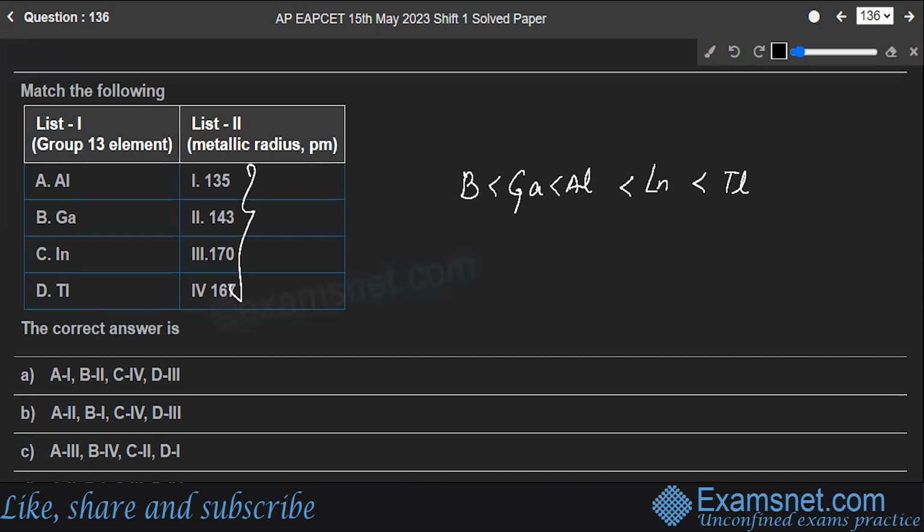Looking at that, first of all you have gallium. This has the smallest radius, so this matches with this. And then you have aluminium with option 2. And then this is indium. This is this and this. So they are the correct pairs. Option B is the right answer to the question. Hope you understood that. Let's move to the next question.